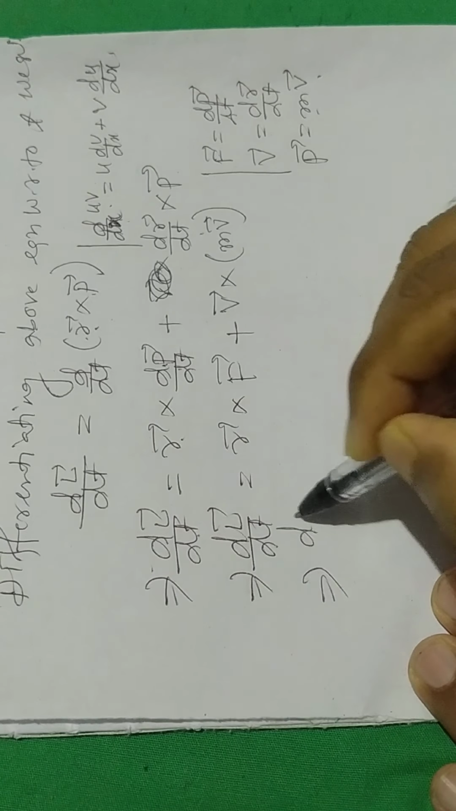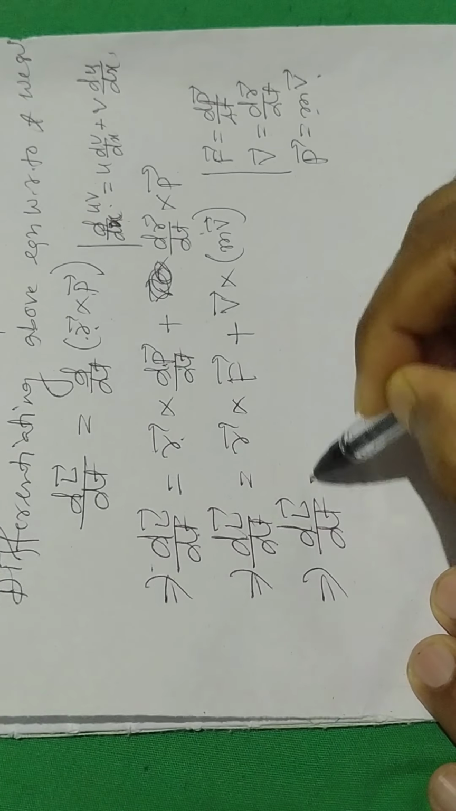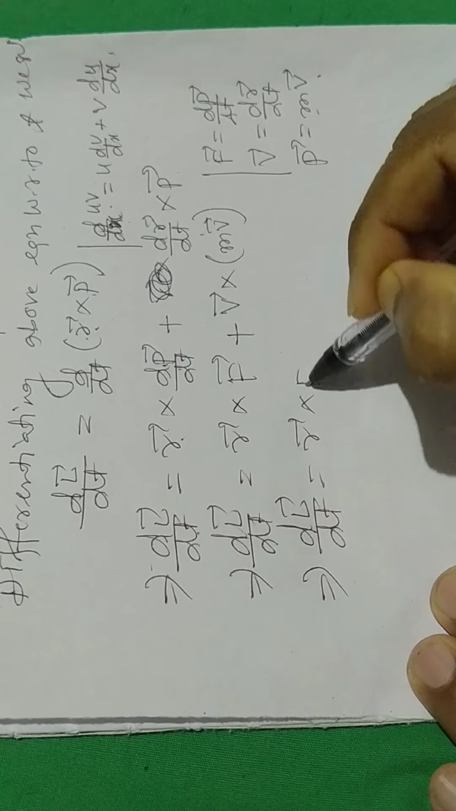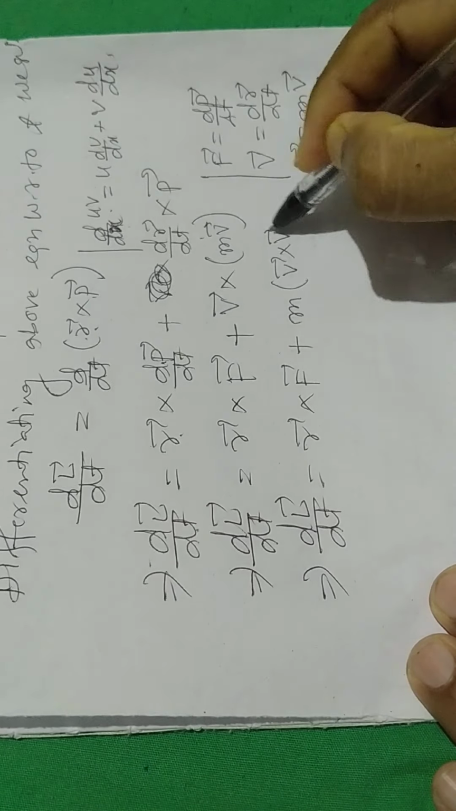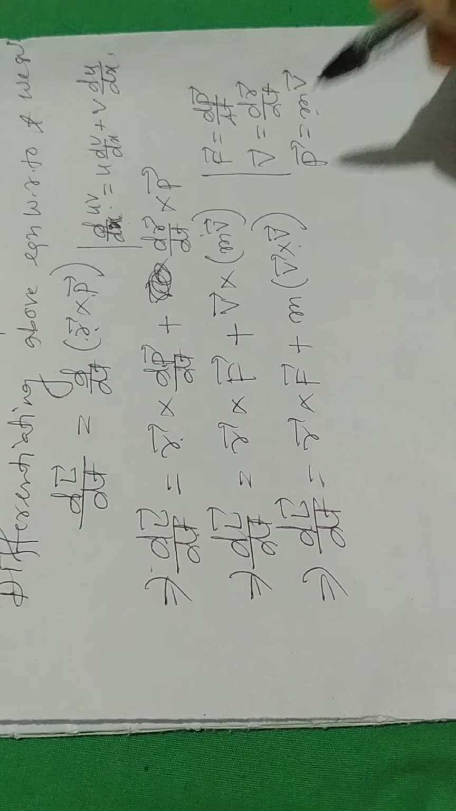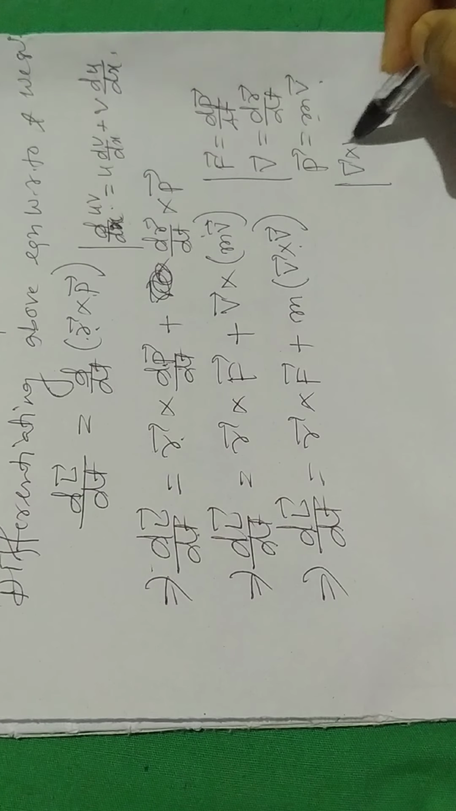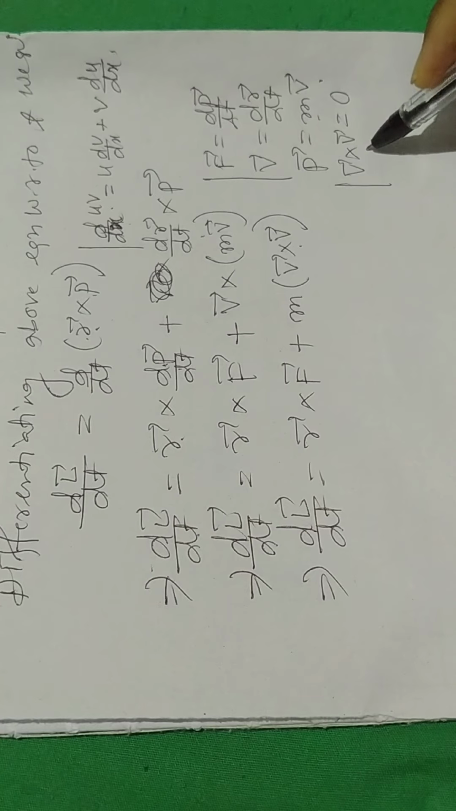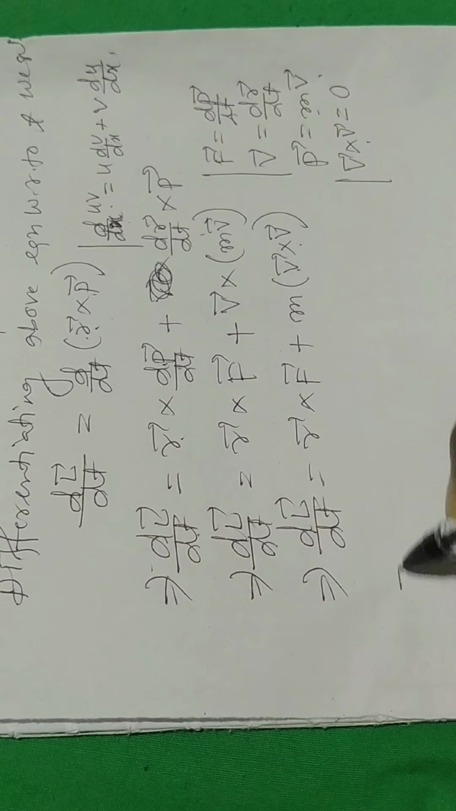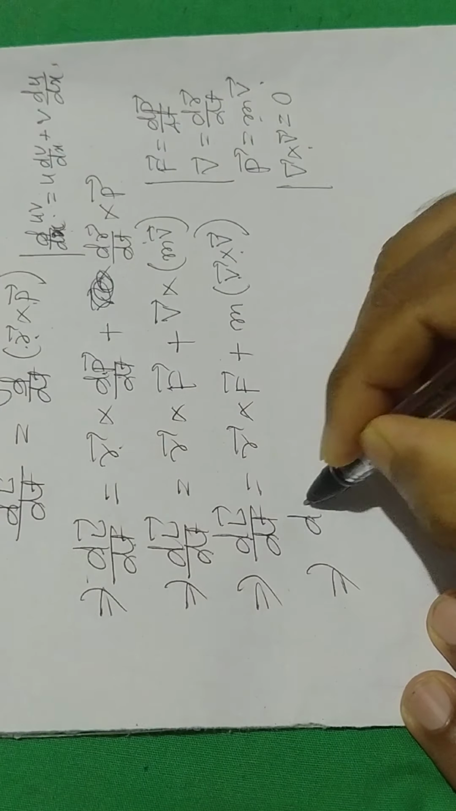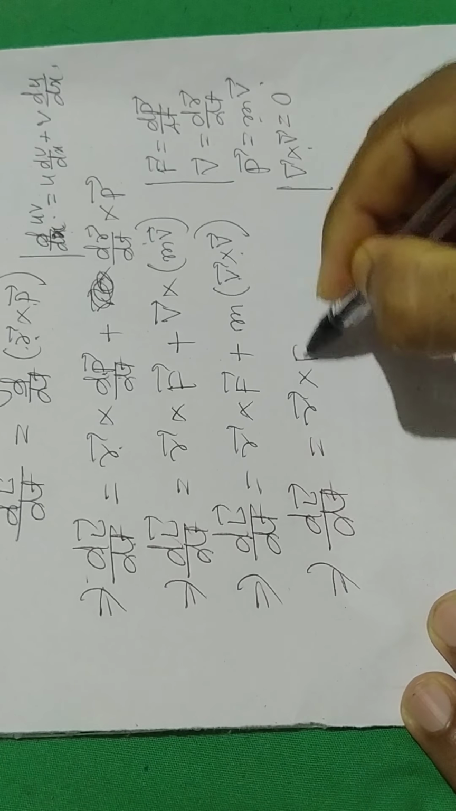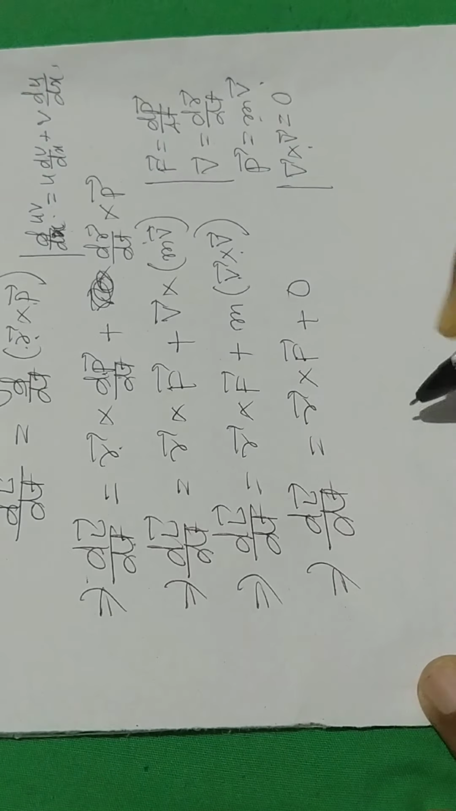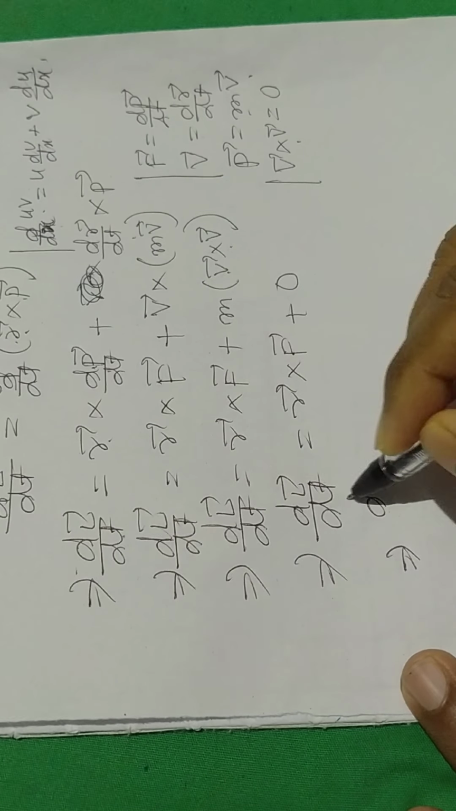So dL by dt equal to r cross F plus m v cross v. Since these are parallel vectors, the cross product of parallel vectors is 0. So this term becomes 0, and dL by dt equals r cross F.